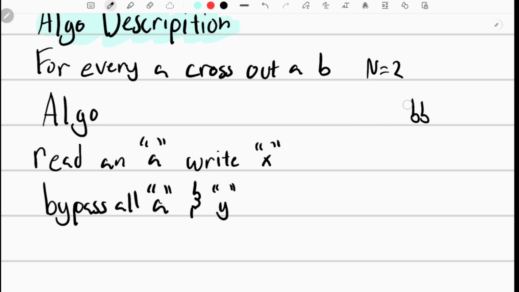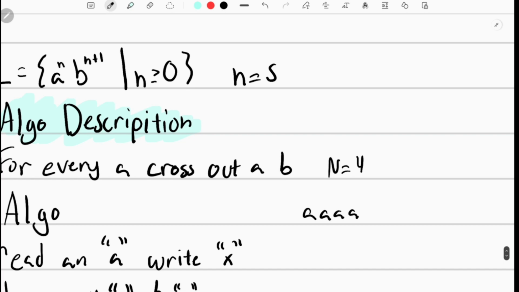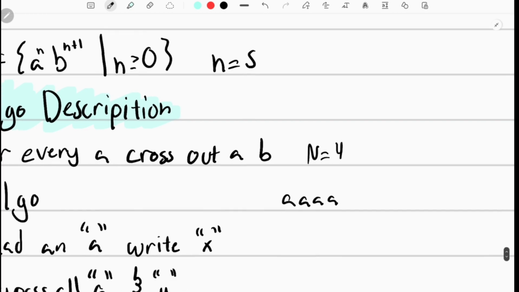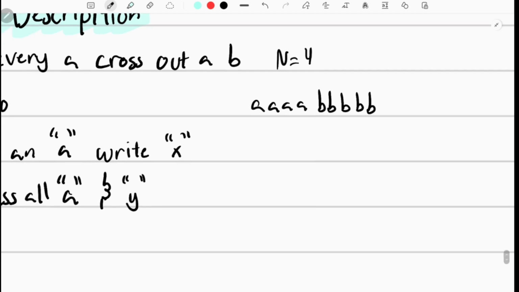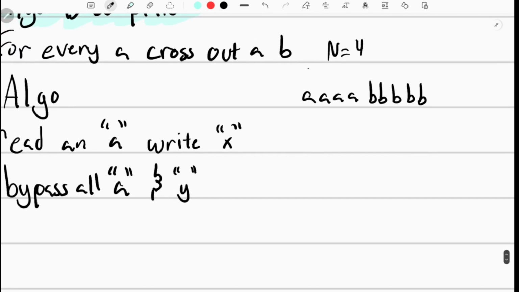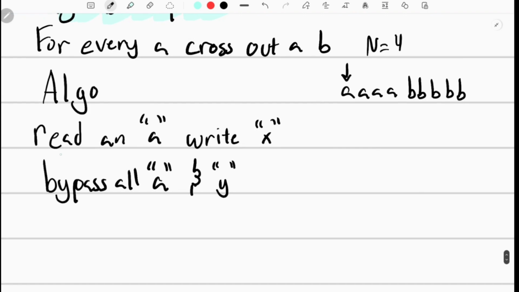And then let's do a bigger string. Let's say n equals 4. So we have 4 A's, and then 4 plus 1 to get 5. That's how I'm getting 5 for B. B, B, B, B, and B. So say our head's right here, right? So we're telling our Turing machine to read an A and write an X. That makes good enough sense. So we have read an X right here, but then we want to bypass all the A's. So we want to move this little head until we get a B. So we're gonna bypass this A, this A, this A.